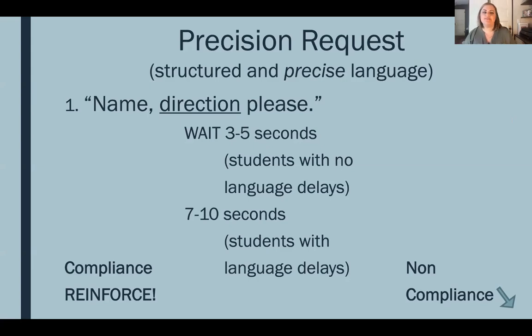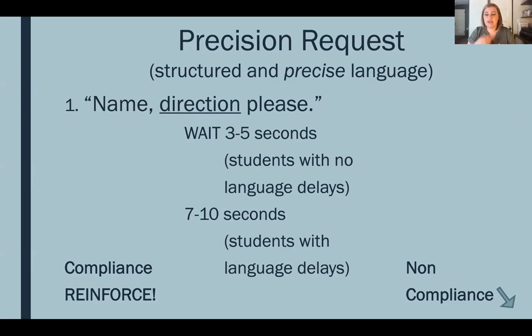So with precision requests, we start with the name, direction, followed by please. So Johnny, get out your math book, please. And then you're going to wait. This step is so important. You're going to wait 3 to 5 seconds for students with no language delays and 7 to 10 for students with language delays. Now, during this wait time, the direction does not have to be finished by the end of that wait time. It has to be started. So this is a processing time. You're letting them process the request.